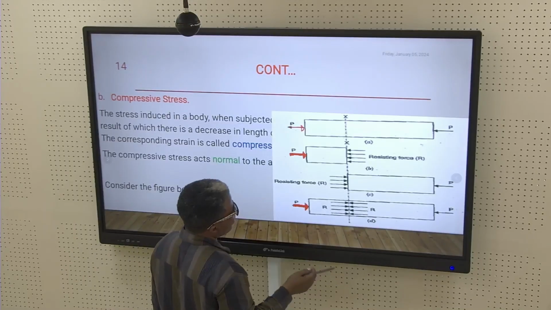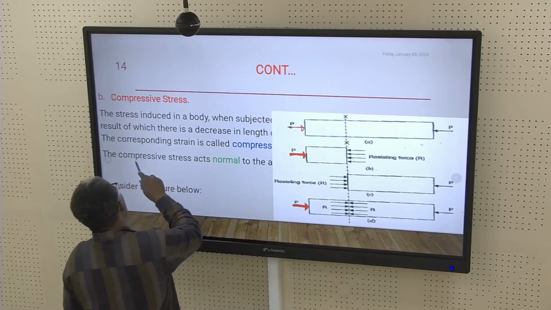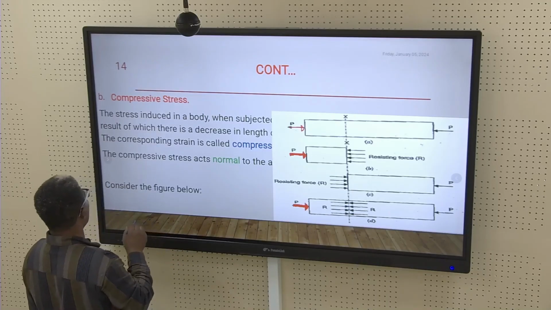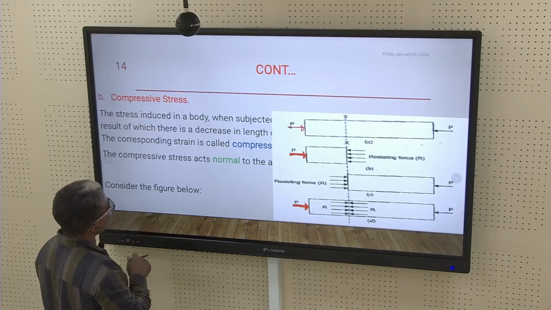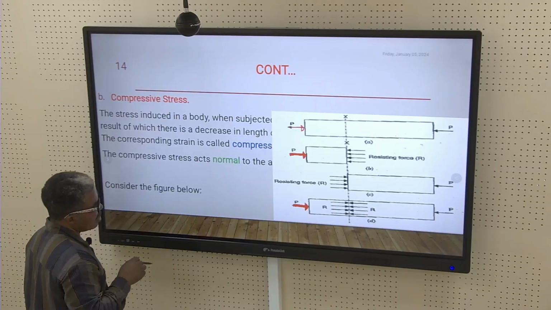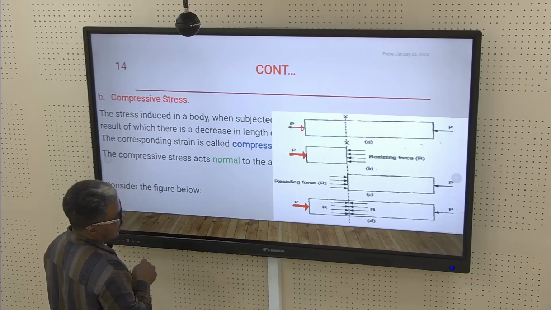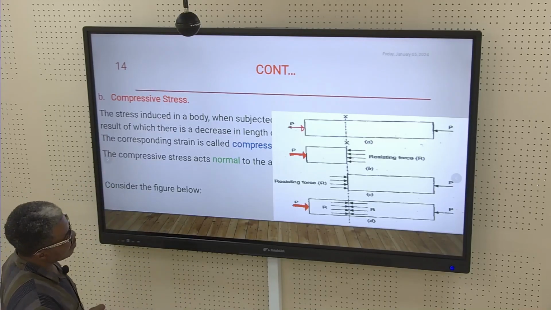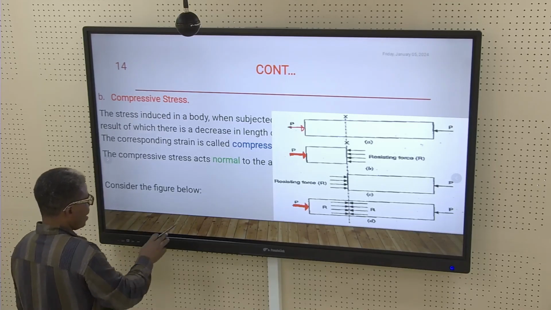For compressive stress as well, for the first part, we saw that the force we are pulling away, but this one is pushing. So the stress induced in a body when subjected to a force, as a result of which there is a decrease in length, is termed as compressive stress. Likewise, there will be area and the force applied to it. See the figure for the formula.